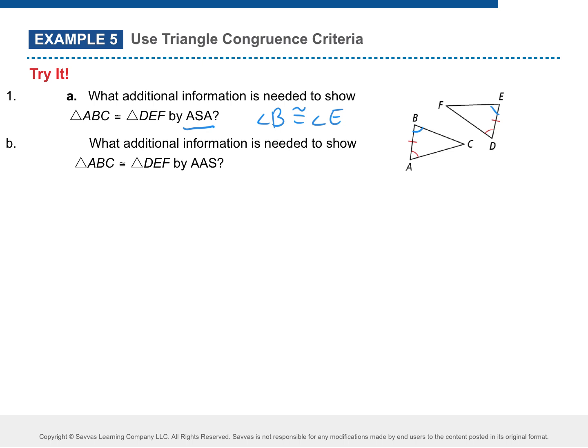Okay. For part B, it wants us to prove angle, angle, side. What do we need? Another angle at point C and F. Yep, C and F. So angle C should be congruent to angle F. Looking at your congruent statements here, do these match up? Should B be congruent to E? Yes, because they're both the second one. Should C be congruent to F? Yes. Okay, good.